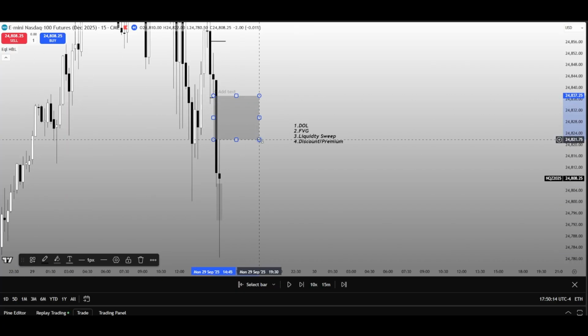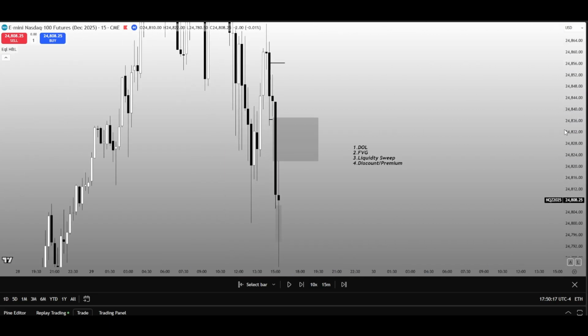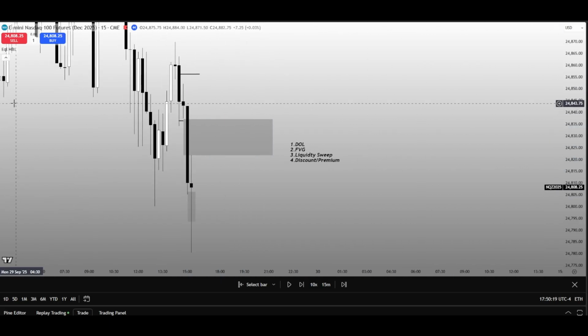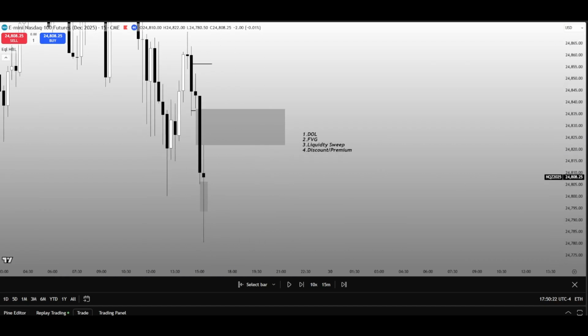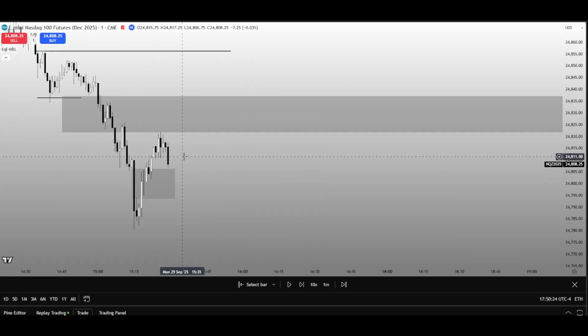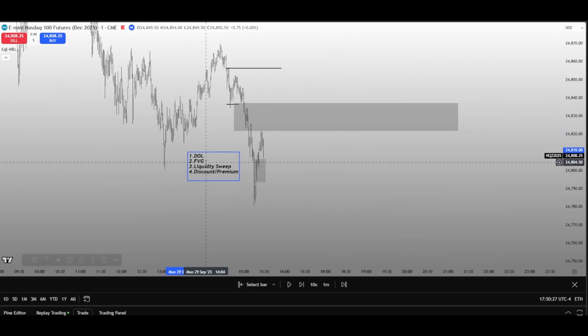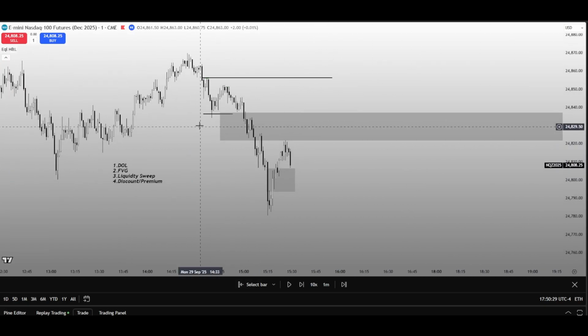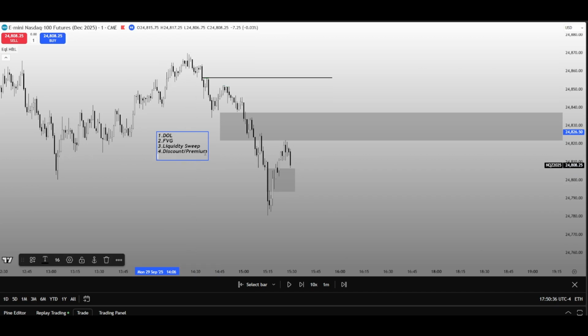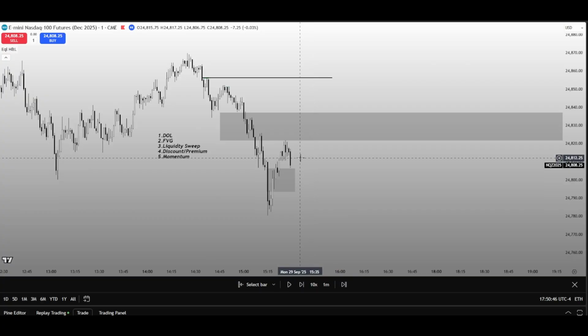Price wants to do two things: seek out inefficiencies as well as seek out liquidity, right? So now we have an unfilled 15-minute fair value gap here. So that's a good draw on liquidity. So I think that's it actually. So yeah, pretty good draw on liquidities here. Definitely decent enough to take a trade. So actually, I'm going to add in one more thing: momentum. Momentum is definitely a big factor in looking for inversion fair value gap trades that are A plus.